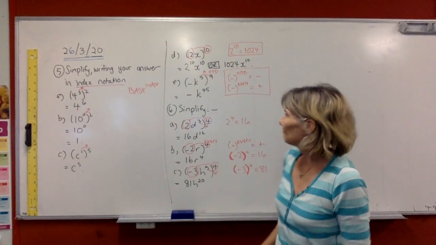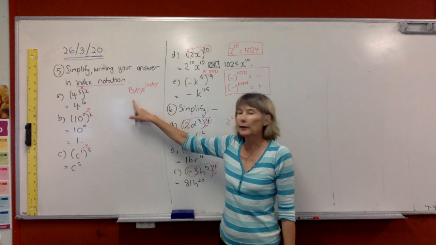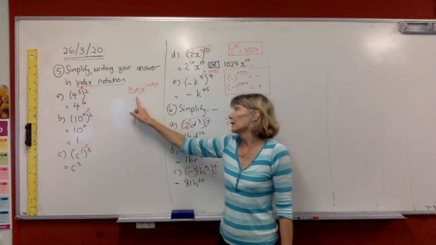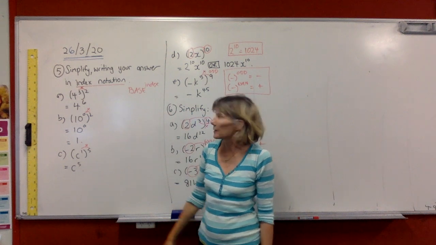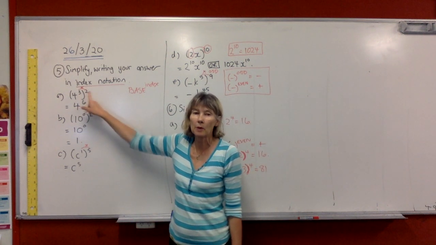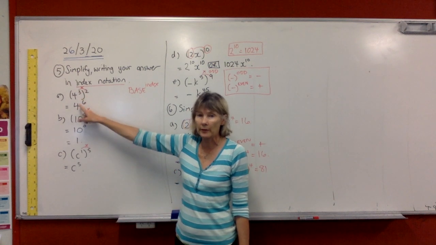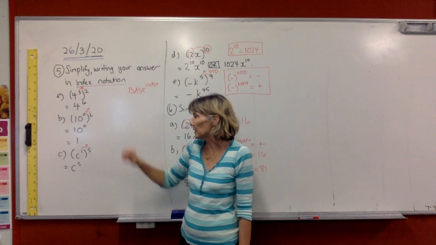Welcome back, Year 9. Okay, so we're doing example 5 now. Simplify, writing your answer in index notation. So index notation means you have to have a base and an index in your answer. So here's the question. We're keeping our base and we're multiplying our indices because we have an index inside and outside a bracket. So you get 4 to the power of 6.